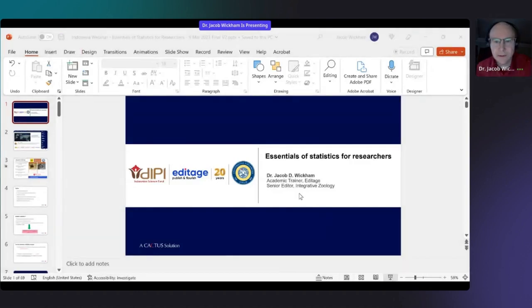Oops. All right, can everybody see my screen? Just before we get started, I just want to confirm everybody can see my screen.